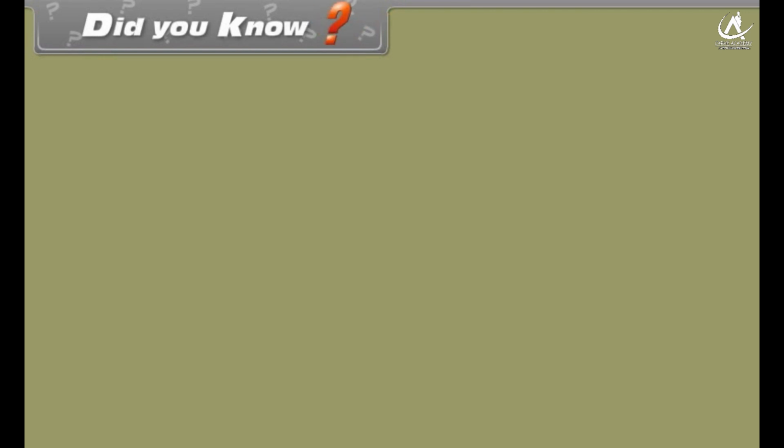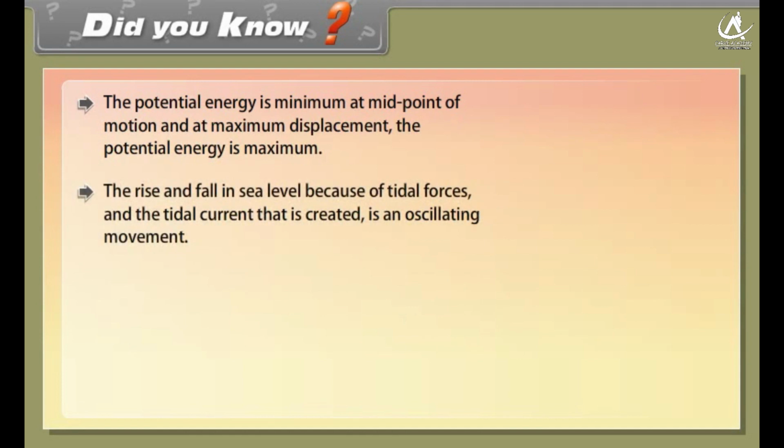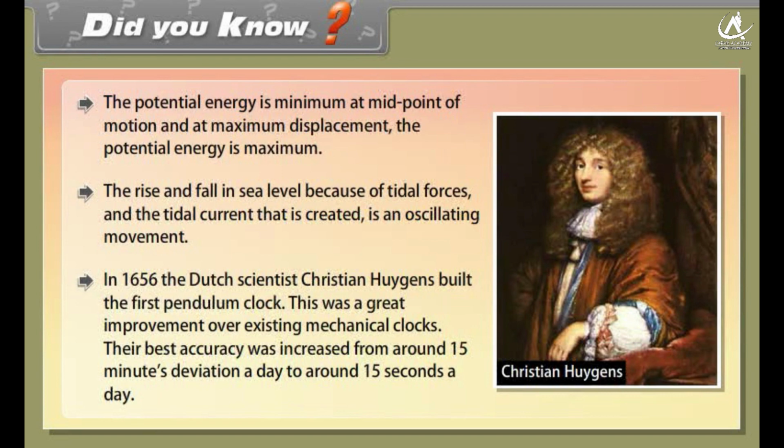Did you know? The potential energy is minimum at the midpoint of motion and at maximum displacement, the potential energy is maximum. The rise and fall in sea level is because of tidal forces, and the tidal current that is created is an oscillating motion. In 1656, the Dutch scientist Christian Huygens built the first pendulum clock. This was a great improvement over existing mechanical clocks. Their best accuracy was increased from around 15 minutes deviation a day to around 15 seconds a day.